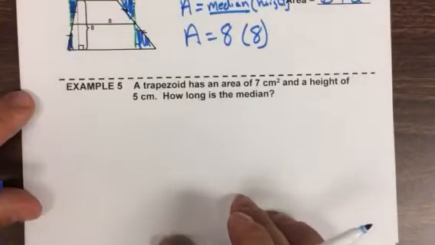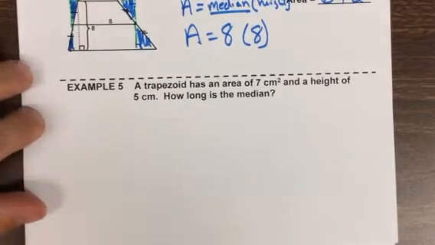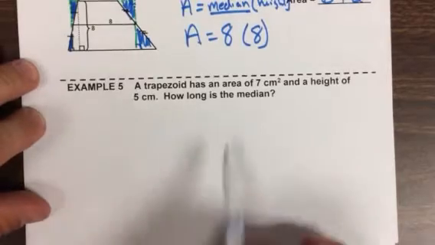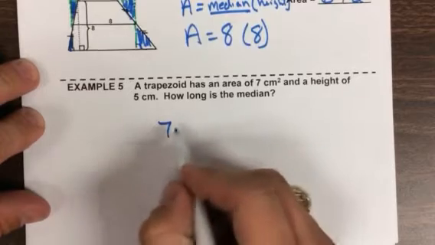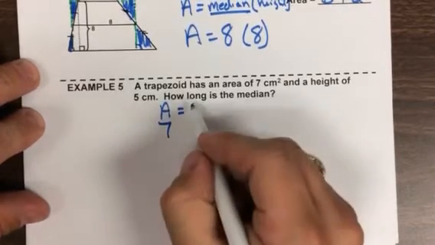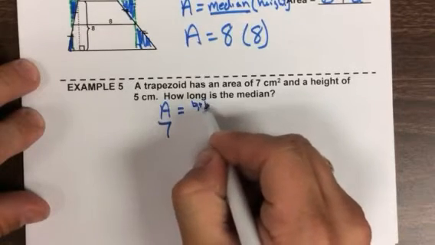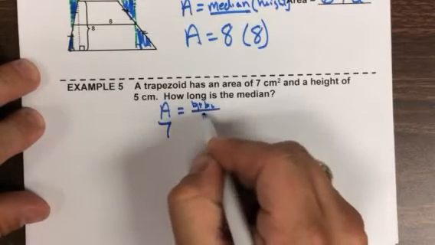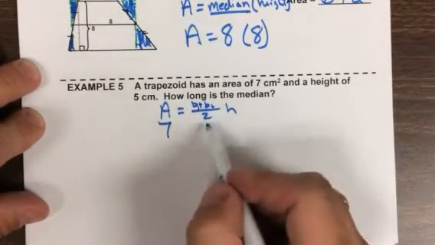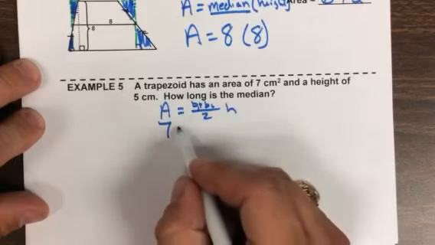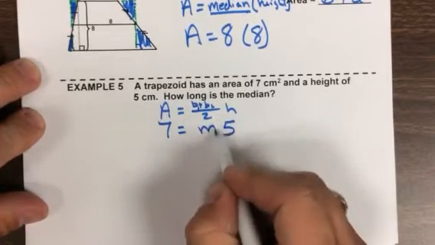So let's look down at example number 5. My suggestion is you give this one a shot, see what you can do. All right, hopefully you paused the video. Welcome back. A trapezoid has an area of 7 centimeters squared. So area equals base 1 plus base 2 divided by 2 times the height. I can do that, same idea. Well, base 1 plus base 2 divided by 2 is the median. So area equals the median times the height of 5.